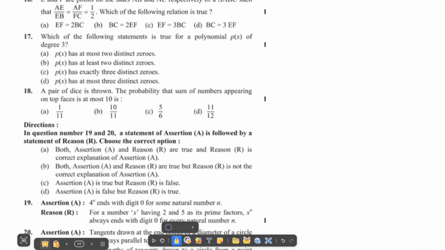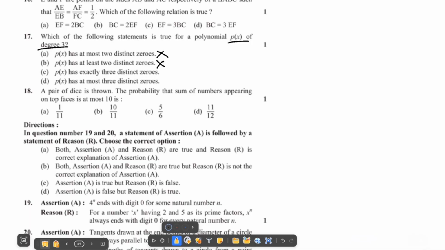Next, 17th question is, which of the following statements is true for the polynomial p of x of degree 3? A polynomial of degree 3 will have at most three zeros, right? So option A, p of x has at most two distinct zeros, is wrong. Option B, p of x has at least two distinct zeros, is also wrong.